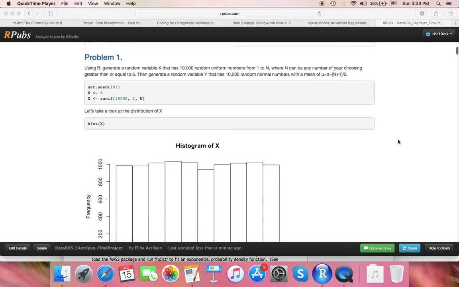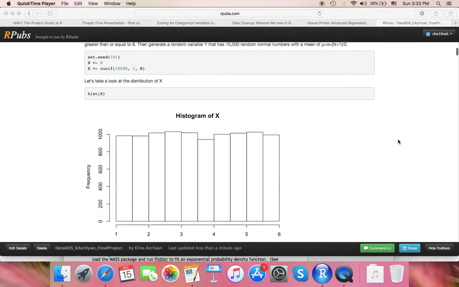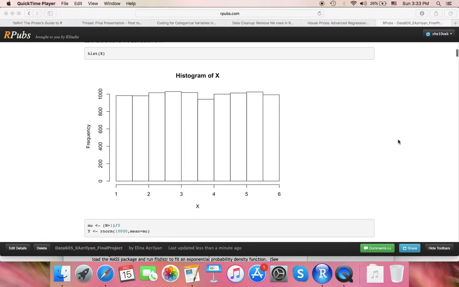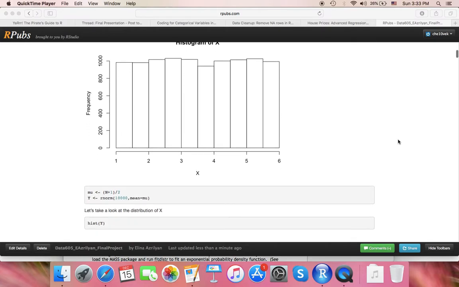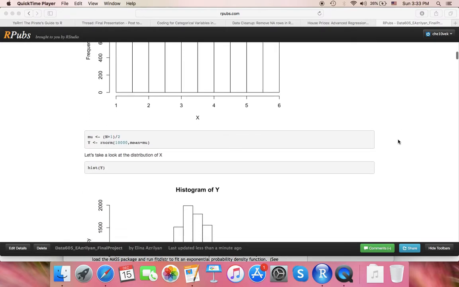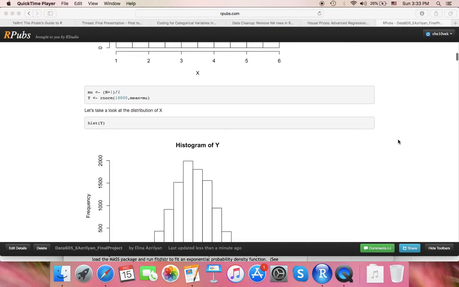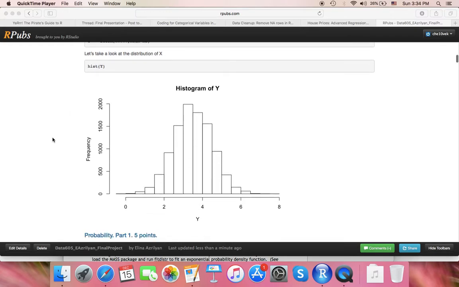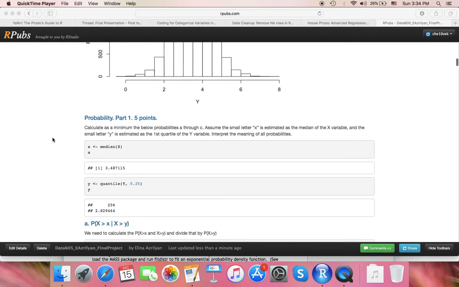First I created the uniform variable with 10,000 values, using n of 6. Here's a histogram of my big X, and it's uniformly distributed. Then I calculated the mean for my second distribution Y, so that's normally distributed with the calculated mean. Here's a histogram, normal distribution.